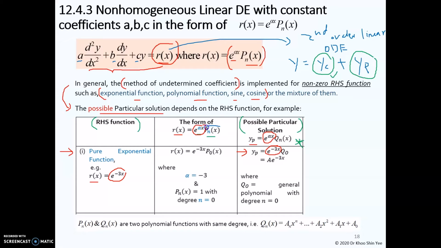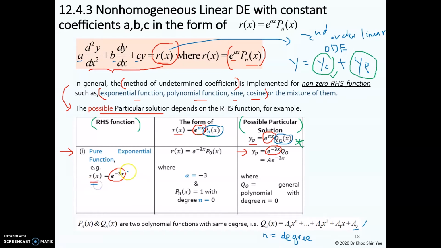Then you continue to check the degree for the polynomial function and propose the general polynomial function with the same degree. The general polynomial function with n degree is written in this format, where you have constant a0 plus a1x plus a2x squared until the maximum degree.